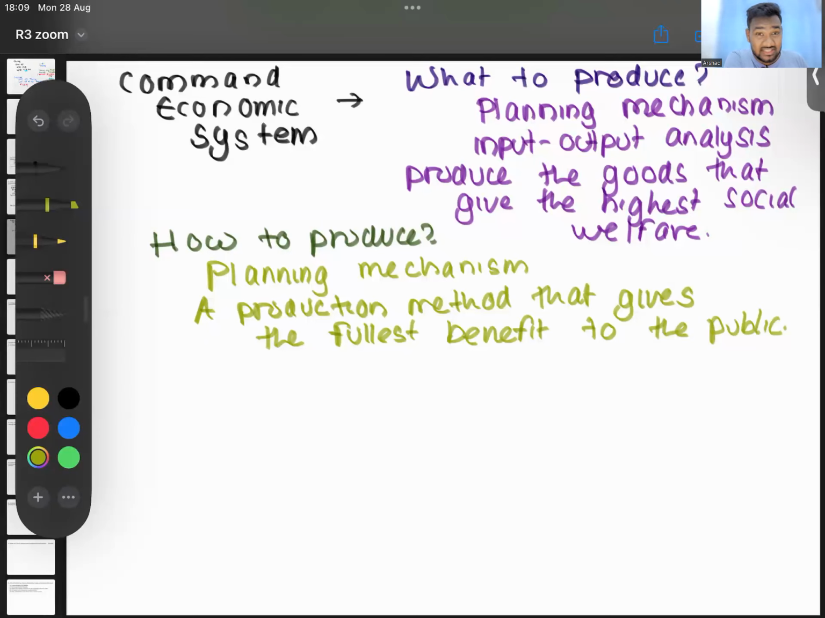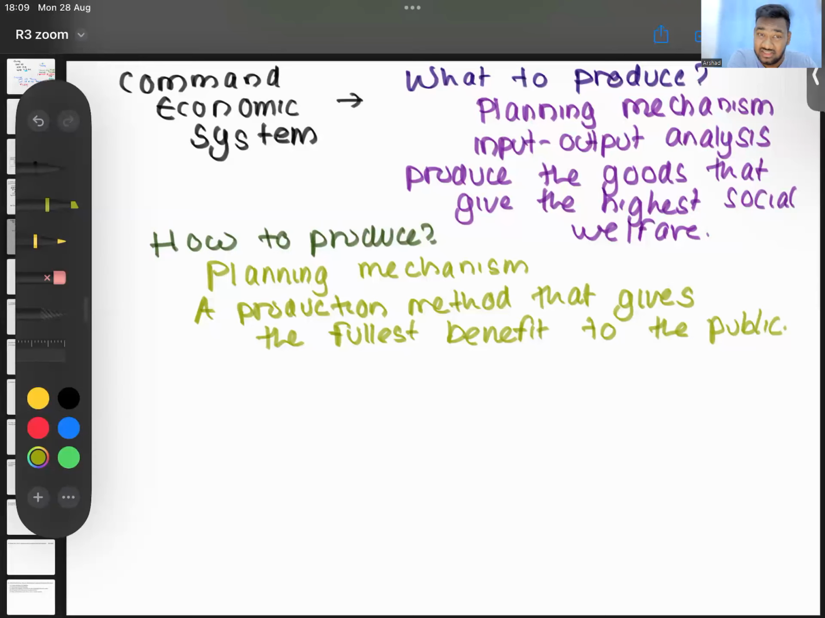Now, for example, let's say during COVID, so many people have lost jobs. Which would they use, guys? Labor intensive or capital intensive? If the government is deciding on what method to produce the goods, which method do you think will give the highest benefit to the public? Is it producing the good using capital, or hiring people and giving them jobs and producing it using labor intensive? What do you all think, guys?